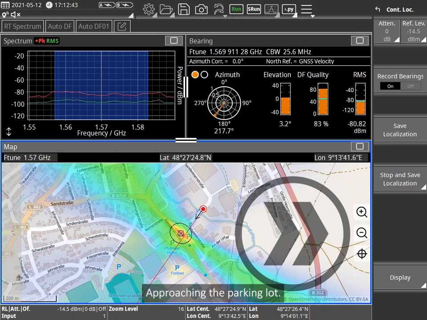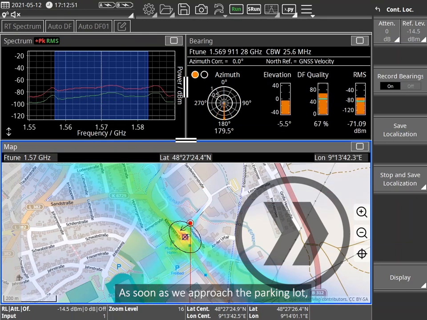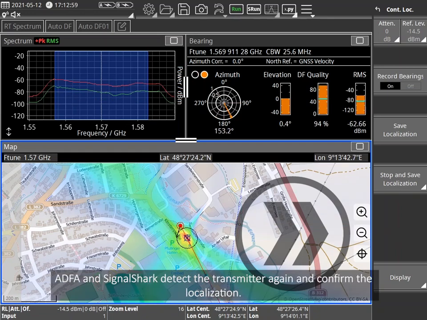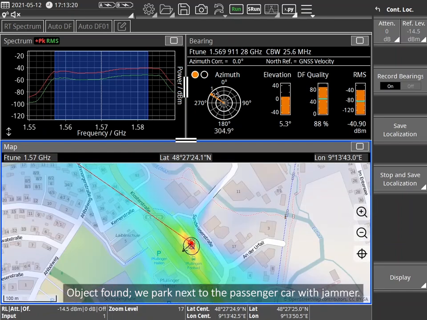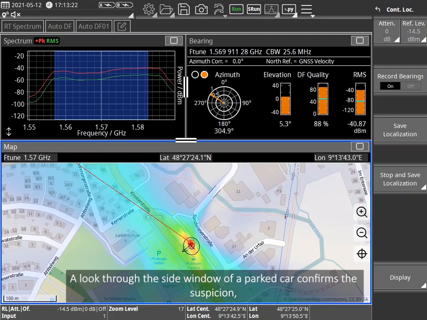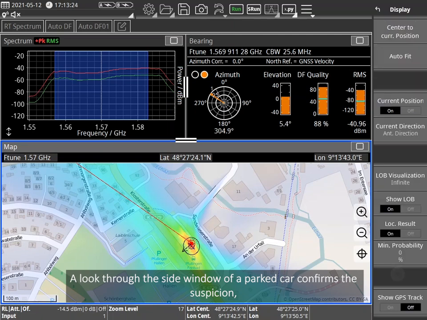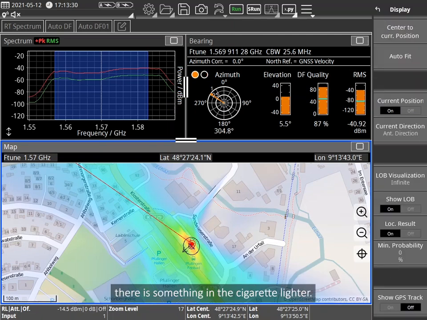Approaching the parking lot. As soon as we approach the parking lot, ADFA and SignalShark detect the transmitter again and confirm the localization. Object found. We park next to the passenger car with jammer. A look through the side window of the parked car confirms the suspicion. There is something in the cigarette lighter.